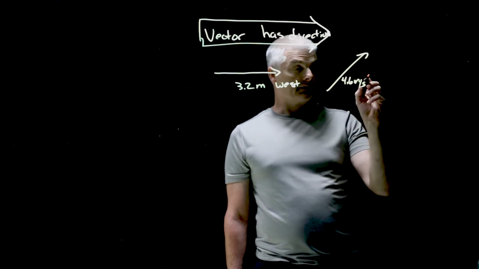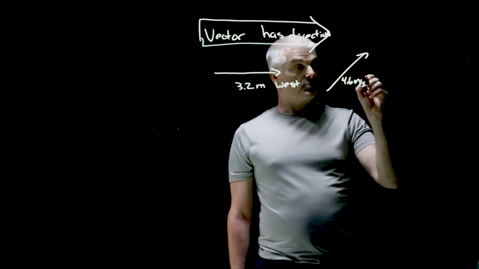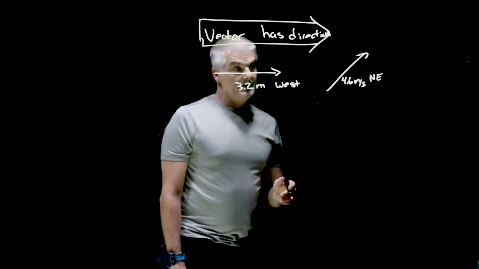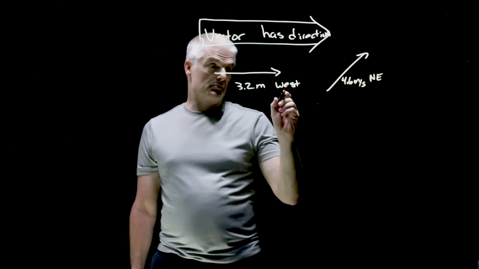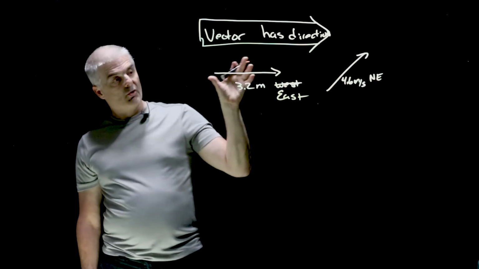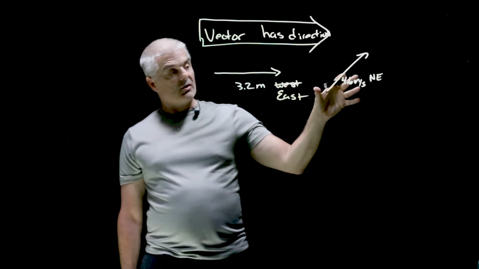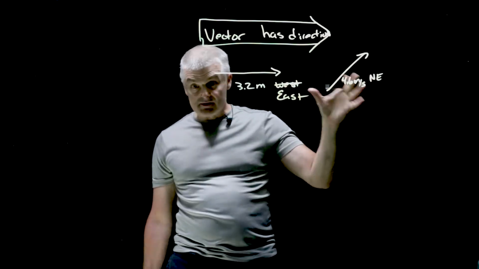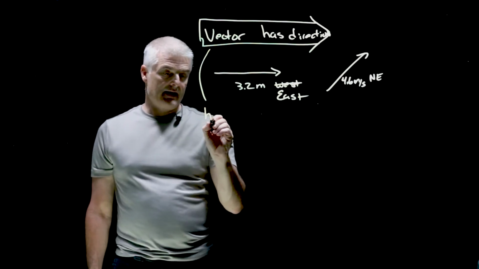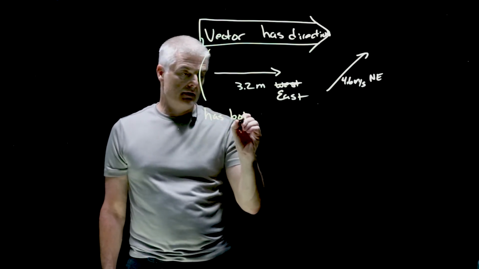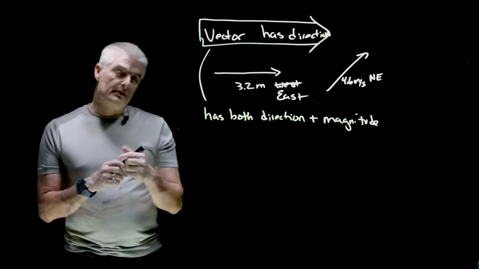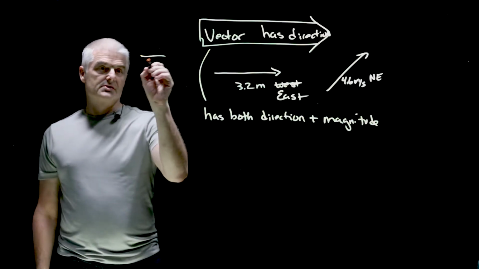Meters per second, we'll talk about that later. And we'll say to the northeast. This is the idea, right? Actually, probably would say this would be east, right? As it's drawn here. So you have both a direction and you also have a distance and a unit. So it's got all three. So the definition of a vector is it has both direction and magnitude.